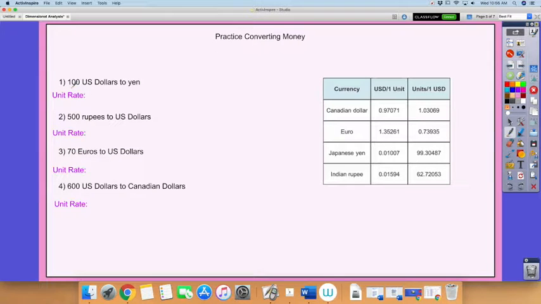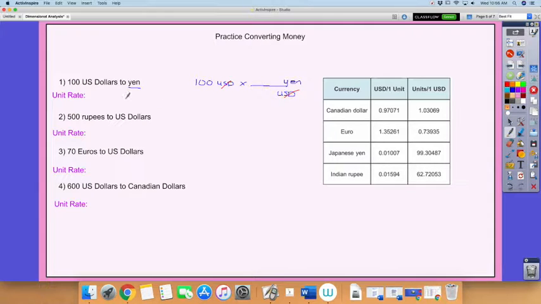So here we have 100 US dollars. So over here I'm going to write 100 USD. And I'm going to put my multiplying. And I know right away, since US dollars is on top here, US dollars has to go on the bottom here. And we're converting it to yen. So the yen has to go on the numerator here. That way, our numerator and our denominator cancel out.